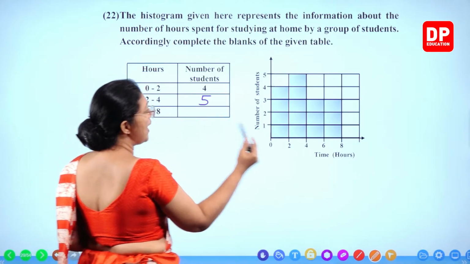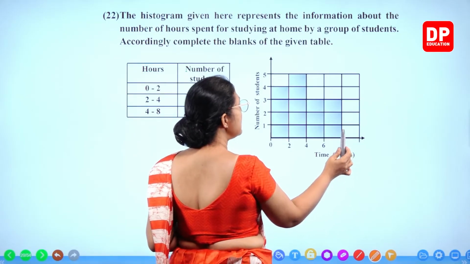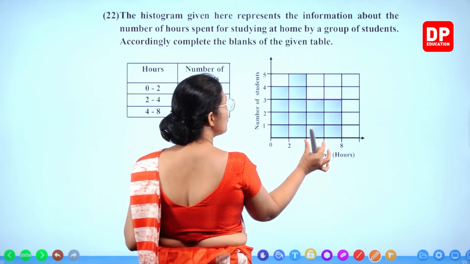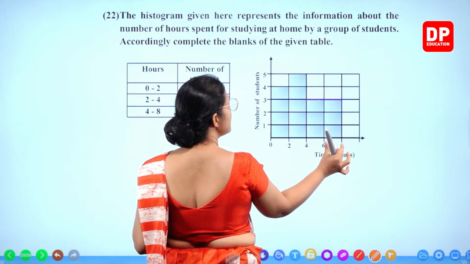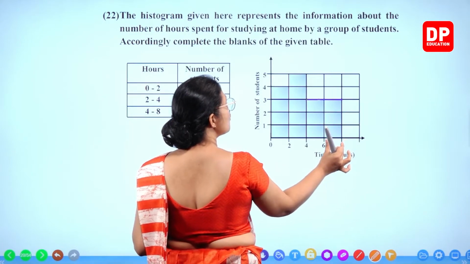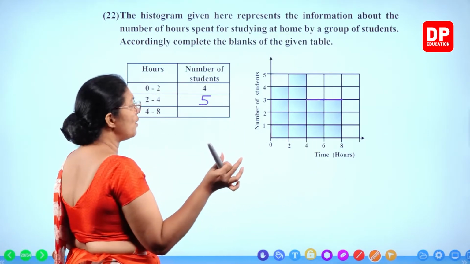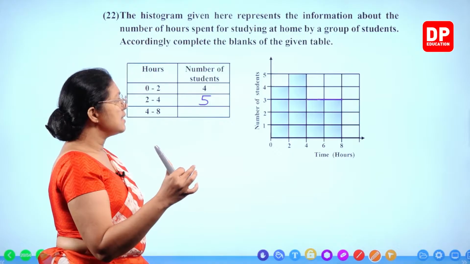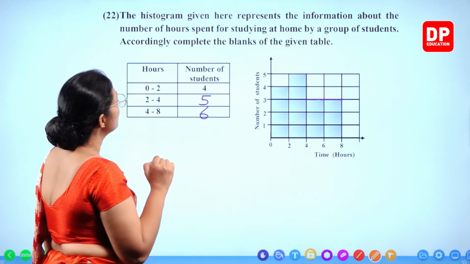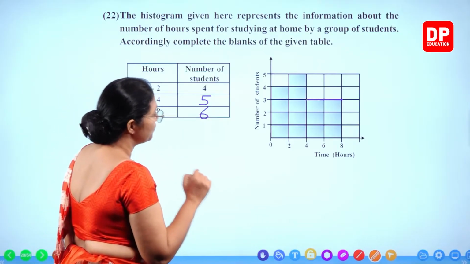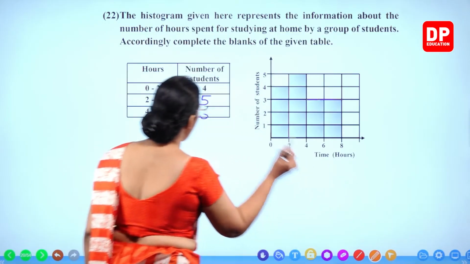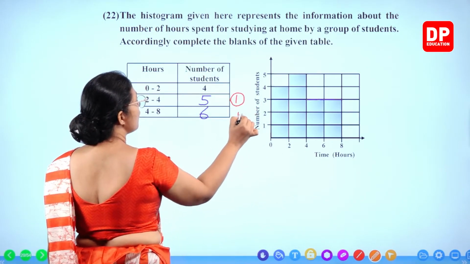Then 4 to 8. 4 to 8 is double of this part. So here 4 to 6 is 1 part, and 6 to 8 is 1 part. So 4 to 6 is 3, 6 to 8 is 3. What is the total? 4 to 8 is 3 plus 3, you get 6. So you have to fill 6 there. So that's 2 marks, 1 mark for one blank and the other mark for the other.